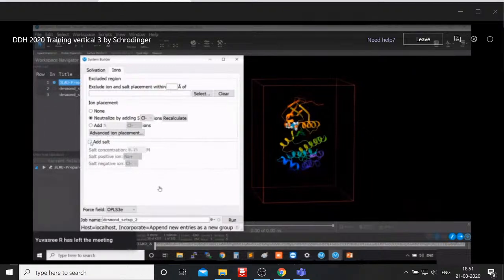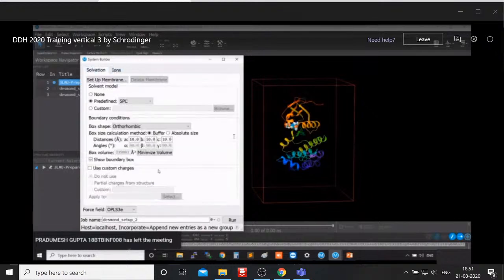This is also a very critical option. In experiments, we normally work at 150 millimolar concentration, so you can retain that using this add salt option. Ideally all options are present there by default. If you don't want to see them, you don't need to, but if you want to change any option, you are free to do so. At the end, you just need to choose the force field, which is OPLS3, the force field developed by Schrodinger. Everything else is present by default.